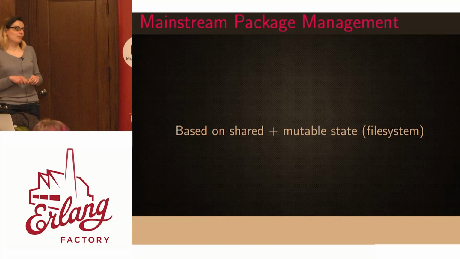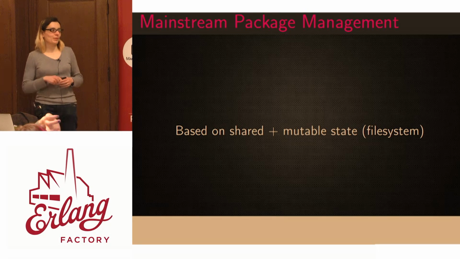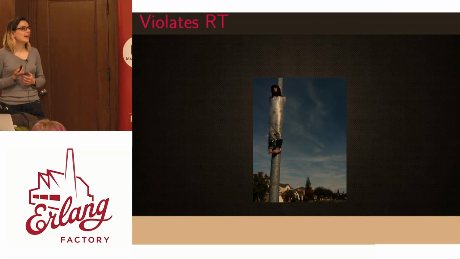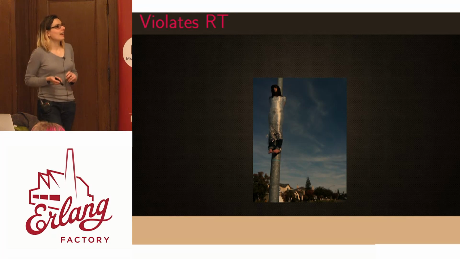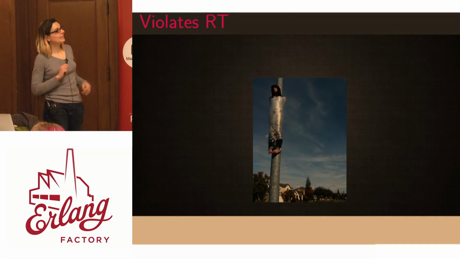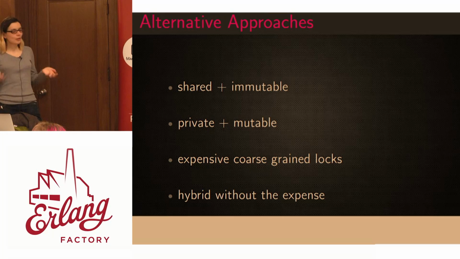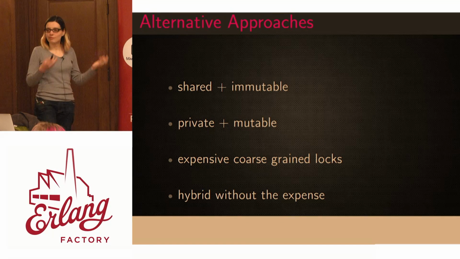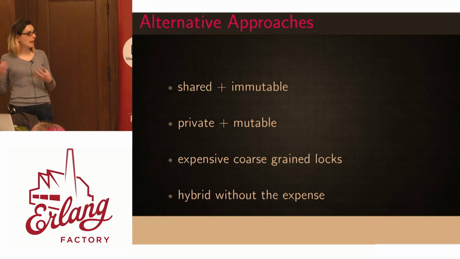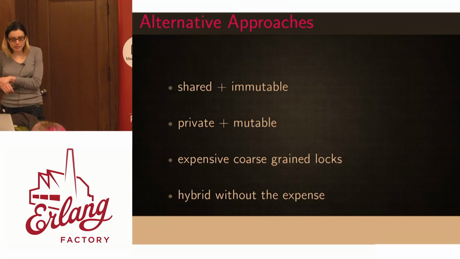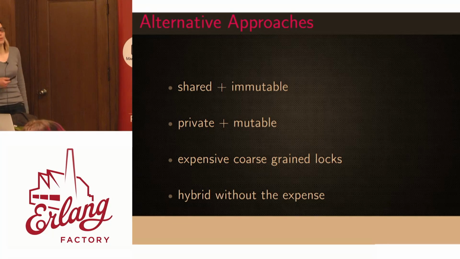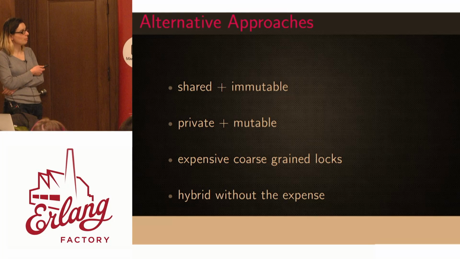So, mainstream package management is based on shared and mutable state on the file system. And this is how I feel when I think about that. The alternative approaches are different phases of it: it should be shared and immutable, or private and mutable. You can use expensive coarse-grained locks, not advisable, or you can use a hybrid where you're using finer-grained locks at the critical moments where you actually need to update things.